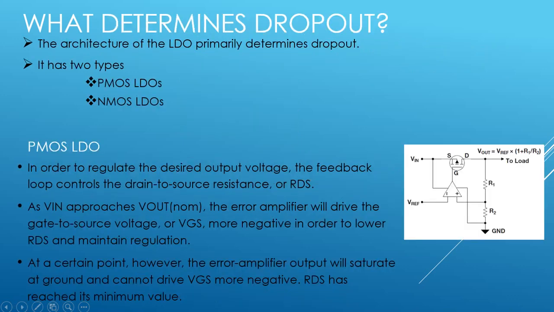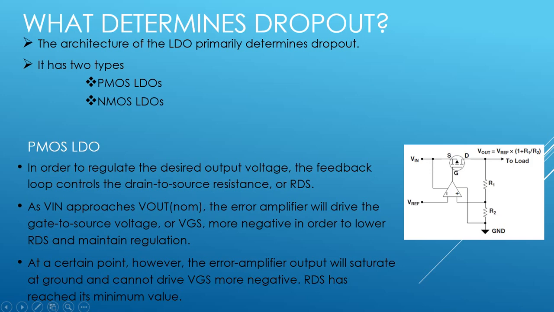What determines the dropout? Looking at the architecture of this LDO, we always prefer a low dropout. Otherwise there will be multiple problems: heat dissipation will increase, we have to take care of the layout, and it may reflect to the output and create unnecessary issues with other components and ICs.